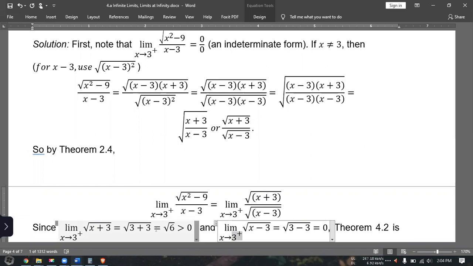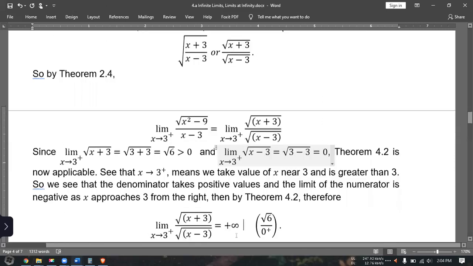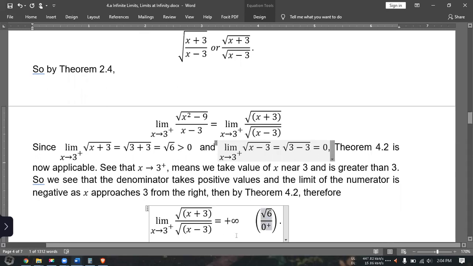from the right side. Now, whatever the subscript is, the input is the side from which the denominator is trying to approach. So the denominator is trying to approach 0 from the right side. To summarize our solution, we have square root of 6, positive, and our denominator approaches 0 from the right side. So if we observe again our Theorem 4.3, the function is trying to approach positive infinity.